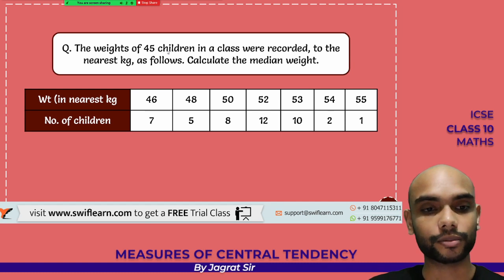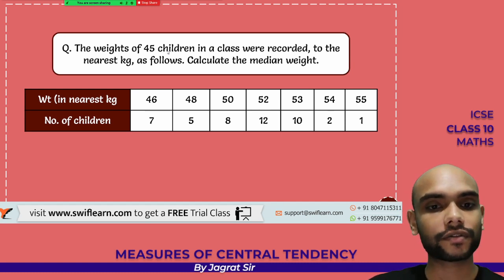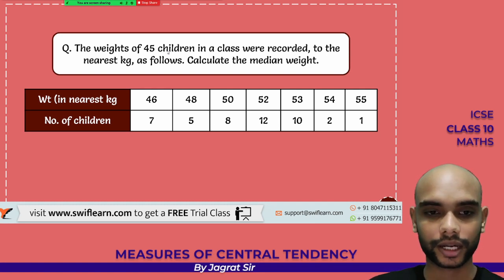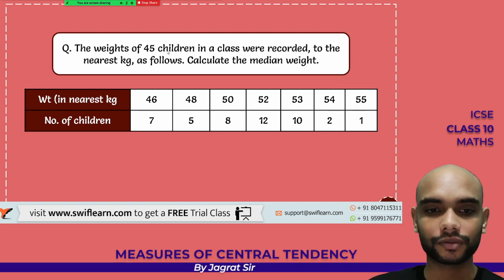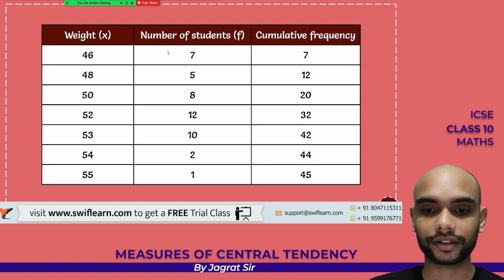Okay, so moving on to the next question. The weights of 45 children in a class were recorded. So directly n is 45. If you are smart, you can remember that n is directly 45, and since you can find the answer directly, 45 is an odd number, so 45 plus 1 upon 2, 46 upon 2, that is 23. But for 23 we need to find the cumulative frequency.